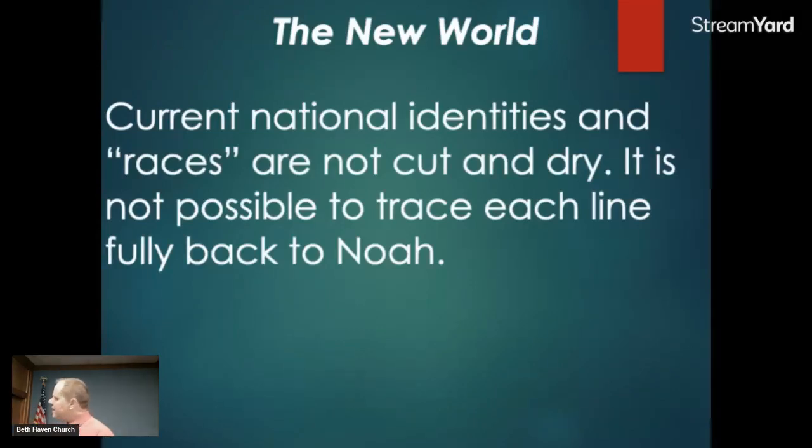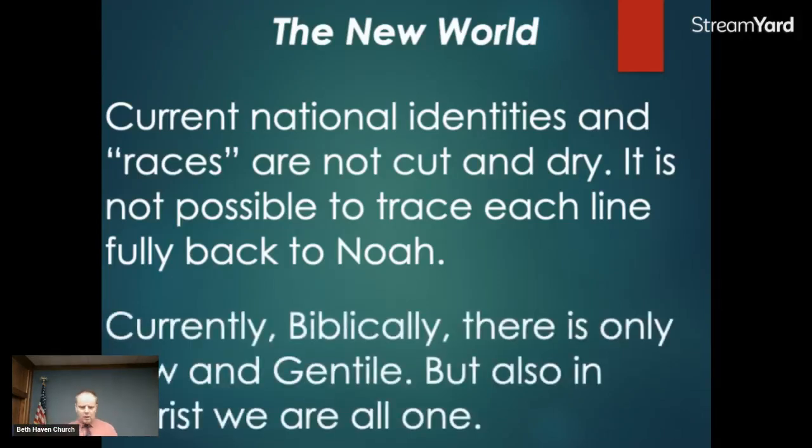Current national identities and races are not cut and dry. Why? Because we marry in between places. Do you think that possibly some of the sons of Ham and some of the daughters of Shem may have intermarried? Yeah. In fact, we know of one, Abraham, right? Currently, biblically, there is only Jew and Gentile. That's how the Bible divides. You get some areas where you talk about different nations, but generally speaking, it's just Jew and Gentile. Why? Because it's about the Jews, it's about Israel. And so that's how it's presented.